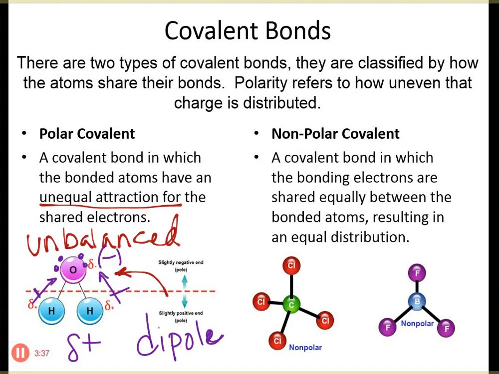Okay. On the other hand, nonpolar is electrons are shared equally between the bonded atoms. They are shared equally, meaning here. So if you look at these, the carbon and the chlorine, all right. So all of them, each bond is polar. Carbon and chlorine, they're not balanced. But because there's 4 of them, they cancel each other out. So the 4 dipoles, they cancel out.